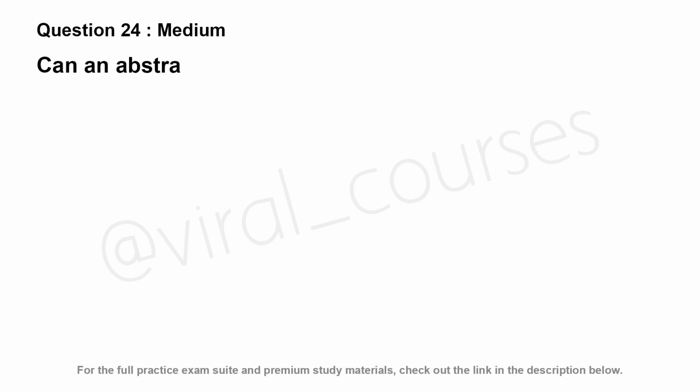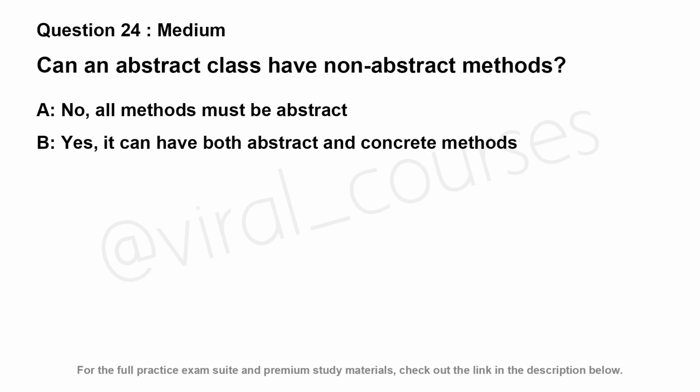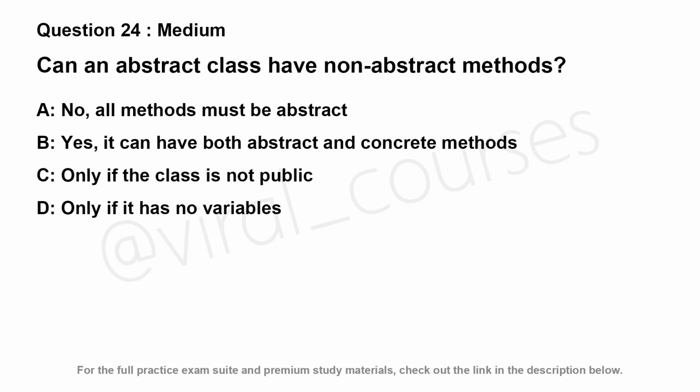Can an abstract class have non-abstract methods? Option A. No. All methods must be abstract. Option B. Yes. It can have both abstract and concrete methods. Option C. Only if the class is not public. Option D. Only if it has no variables.